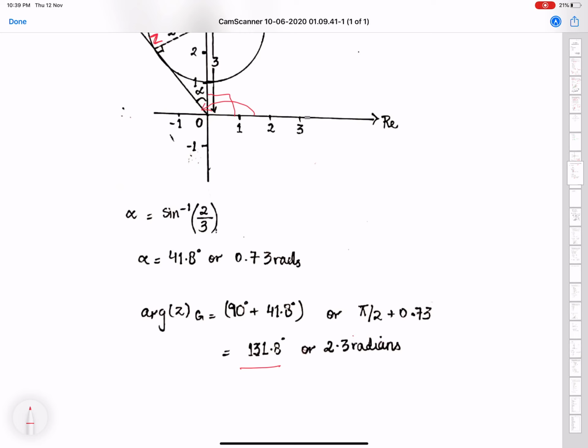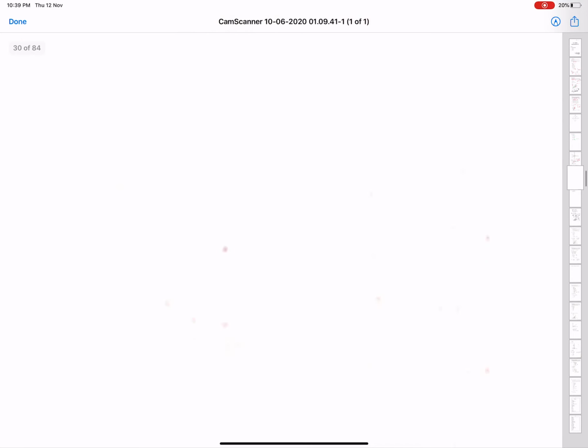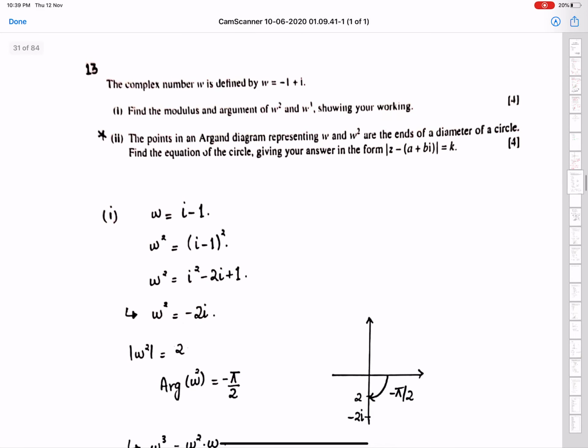I'm not sure, I think it's 2.30 maybe. You can check this in your calculator. This must be up to 3 significant figures. This is not right, 2.3. Please check this answer yourself. I think it's 2.31 or 2.30. In radians, give your answer up to 3 significant figures.